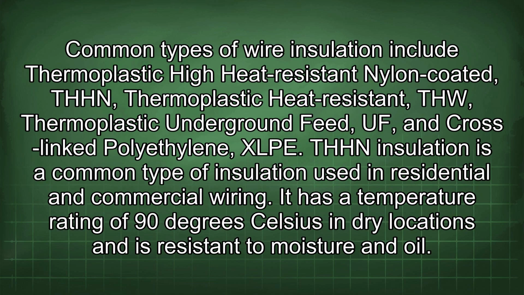Common types of wire insulation include thermoplastic high heat resistant nylon coated THHN, thermoplastic heat resistant THW, thermoplastic underground feeder UF, and cross-linked polyethylene XLPE. THHN insulation is a common type of insulation used in residential and commercial wiring. It has a temperature rating of 90 degrees Celsius in dry locations and is resistant to moisture and oil.